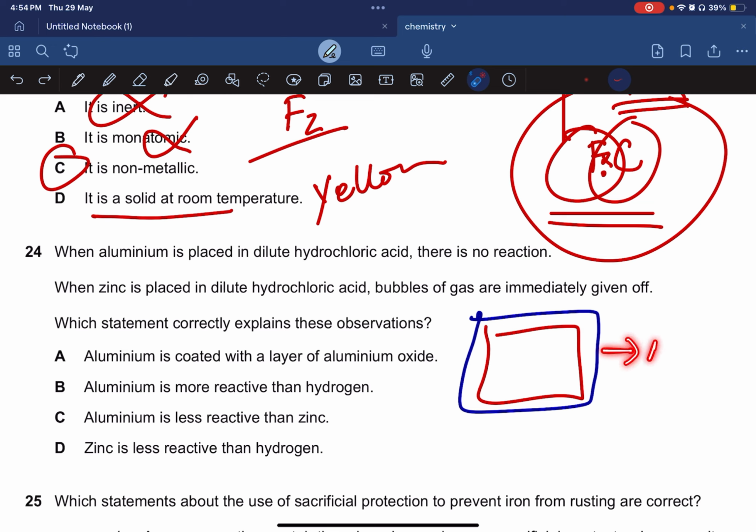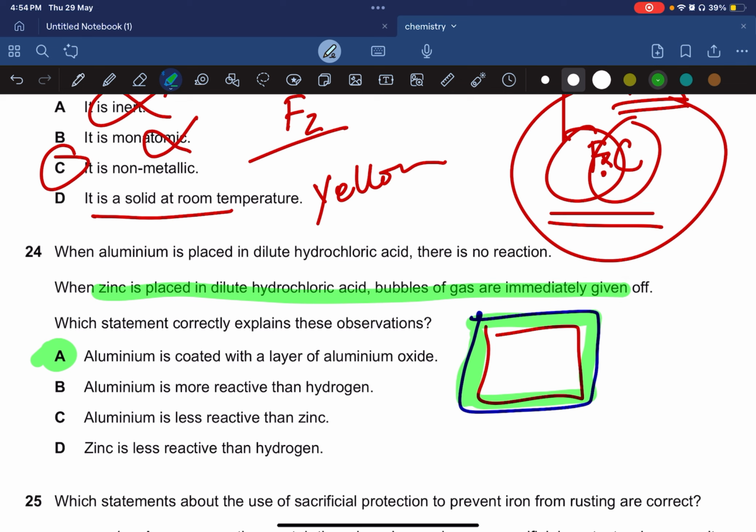Okay, this one right here is your Al2O3 coating. This coating is extremely inert, and it does not allow anything to reach the surface of aluminum, and that's why it appears as if aluminum is non-reactive because of this green coating that's on its surface. So aluminum is coated with a layer of aluminum oxide. That's why. And zinc is placed in HCl, bubbles of gas immediately are given off.